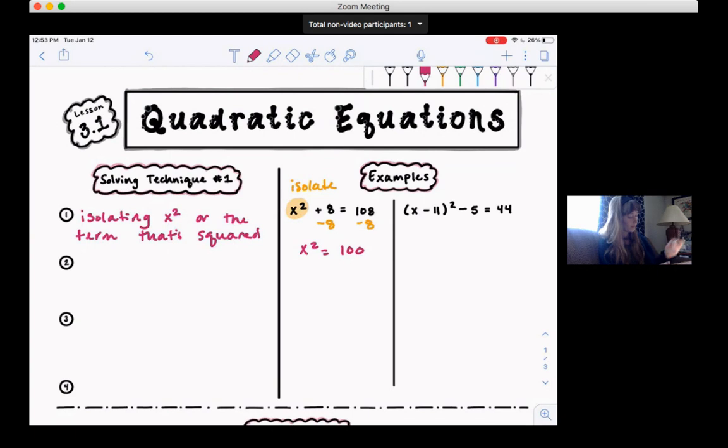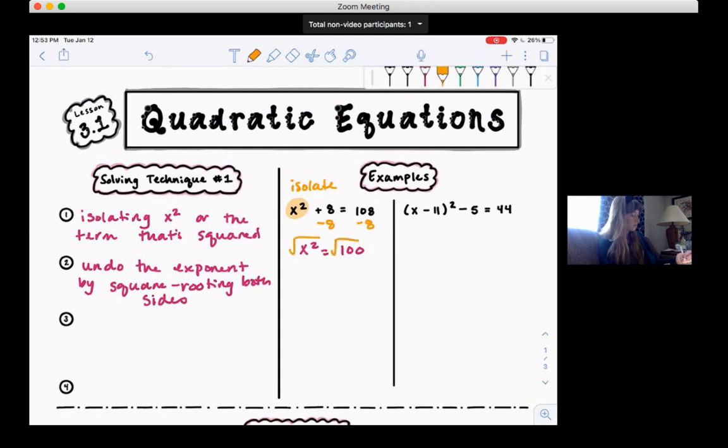Okay, not too bad. Once we have the x squared, or the squared term, by itself, we want to get rid of that exponent, right? So we're going to do the opposite of squaring, which is square rooting. So we're going to undo the exponent by square rooting both sides. So, okay, I square root both sides. So square root of x squared, that's just x. And then square root of 100.